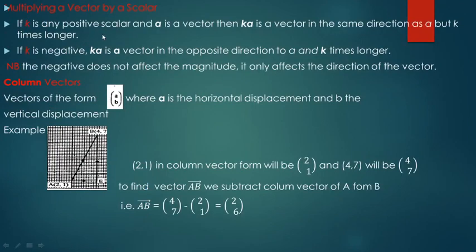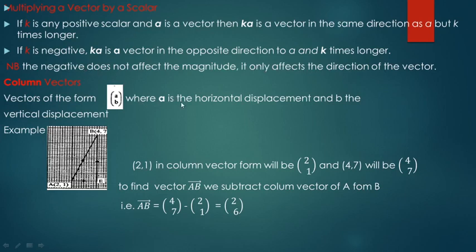Now, how do we multiply a vector by a scalar? If K is a positive scalar and A is a vector, then KA is a vector in the same direction as A, but K times longer. And if K is negative, KA is a vector in the opposite direction to A and K times longer. That means the negative does not affect the magnitude. It only affects the direction of the vector, as I said before.